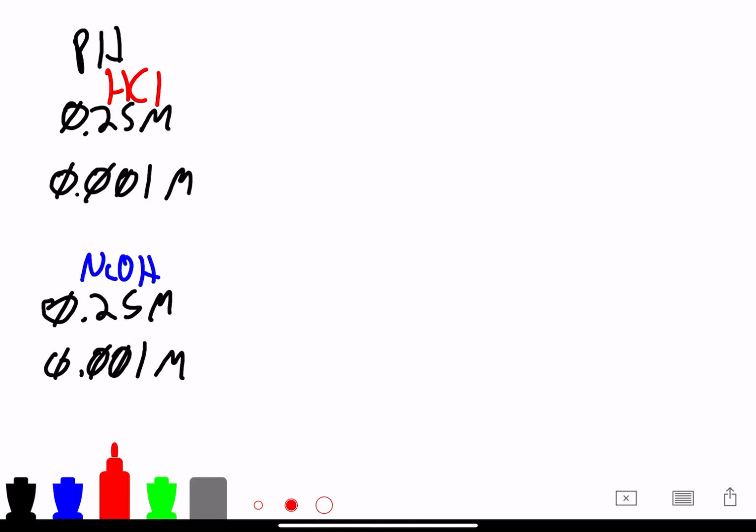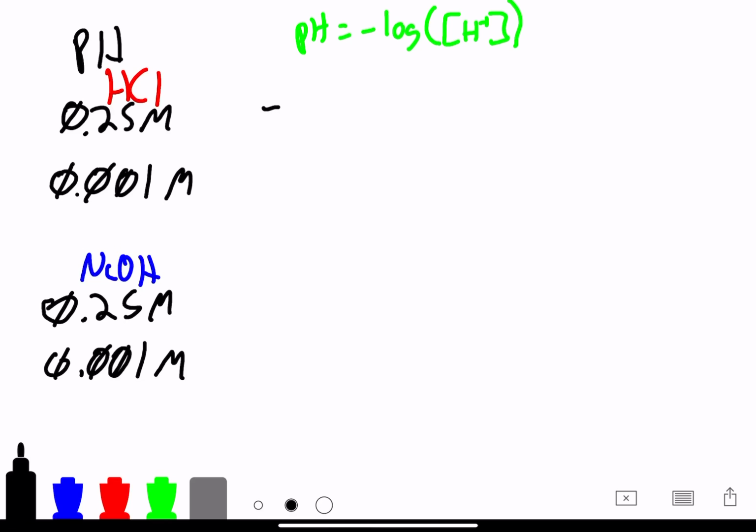So to find the pH, we can use the equation that we learned. pH is equal to the negative log of the concentration of H+. So to find the pH of HCl, it's quite easy. All we do is take the negative log of both of these.